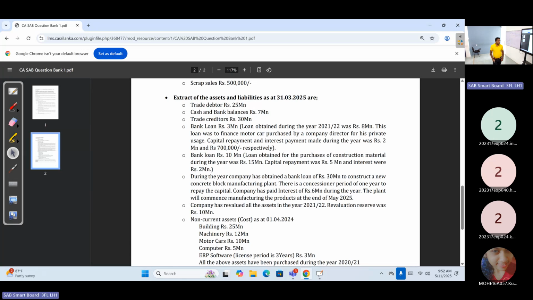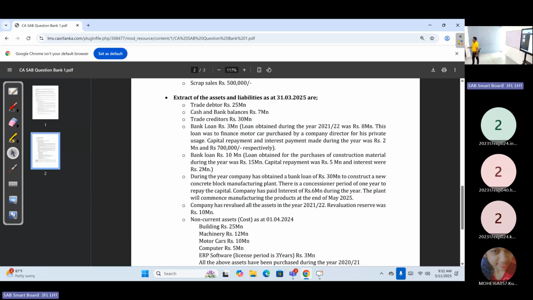Other loan: during the year, the company has obtained a bank loan of 20 million to construct a new concrete block manufacturing plant. They are going to set up a new concrete block manufacturing plant. There is a concessional period of 1 year to repay capital. The company has paid interest of 6 million during the year. The plant will commence manufacturing the product at the end of May 2025. So borrowed money has been used to construct the asset.